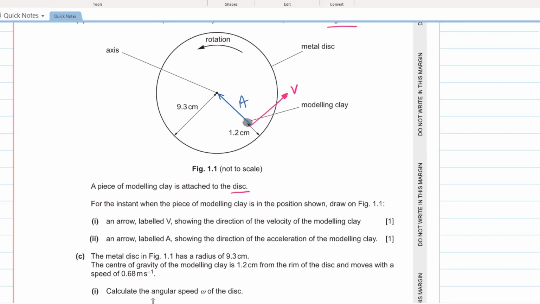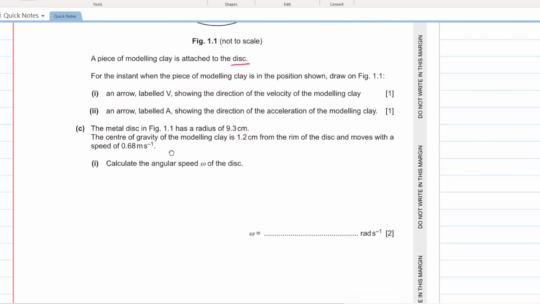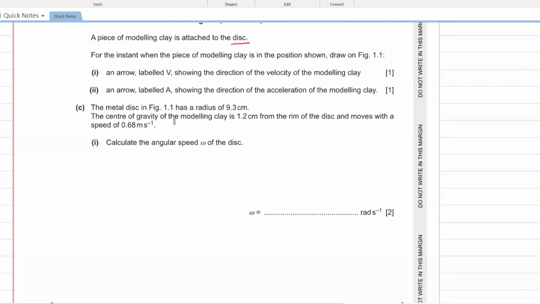Is centripetal force and acceleration always perpendicular to velocity in circular motion? Yes. Centripetal force and acceleration is always perpendicular to velocity in circular motion. ठीक है, चलो. Let's further move ahead. अच्छा, the metal disc in figure 1.1 has a radius of 9.3 centimeter. It is perpendicular to velocity and direction of motion both. Direction of motion basically velocity होती है, ठीक.